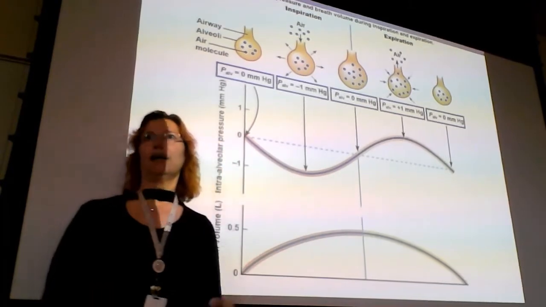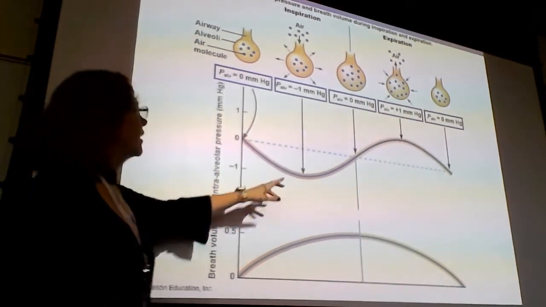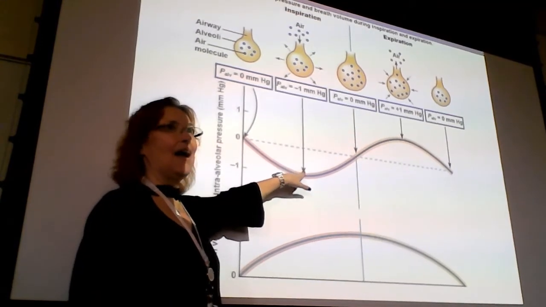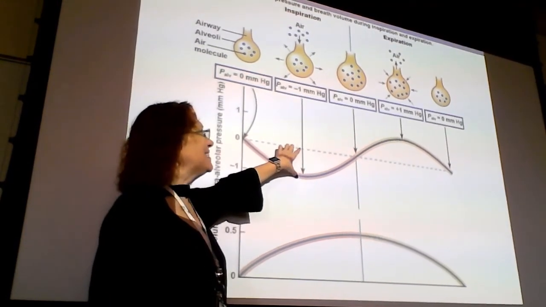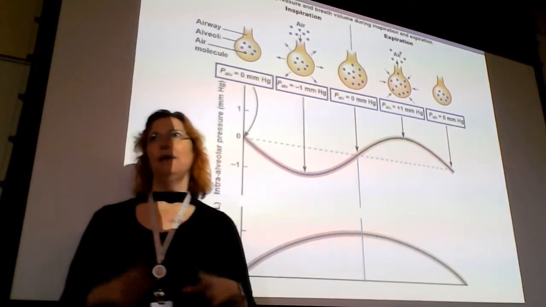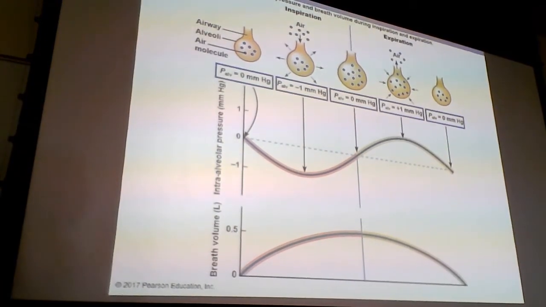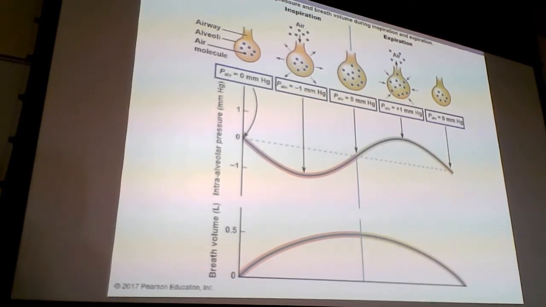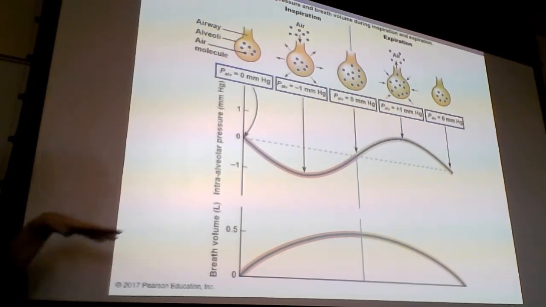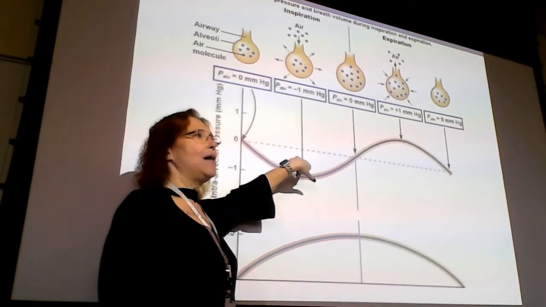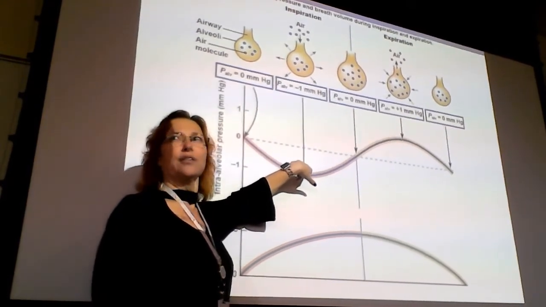this is the part where students start to get confused. Okay? They're like, all right, wait a minute. So this is my maximum difference between my alveolus and my atmospheric pressure. Okay, so this is the lowest that my intra-alveolar pressure is going to be.